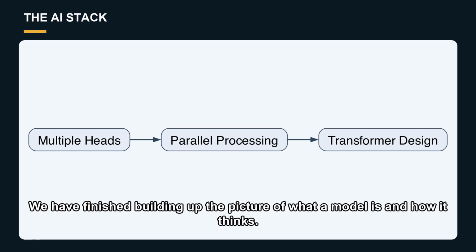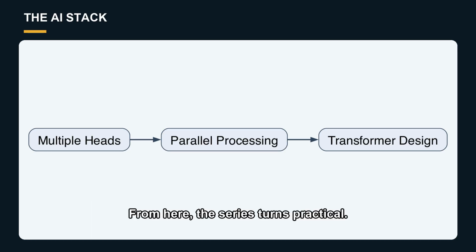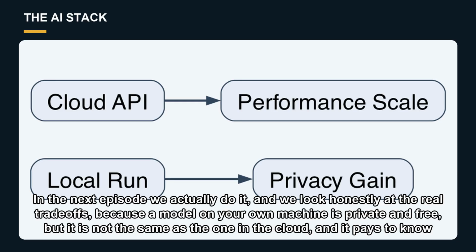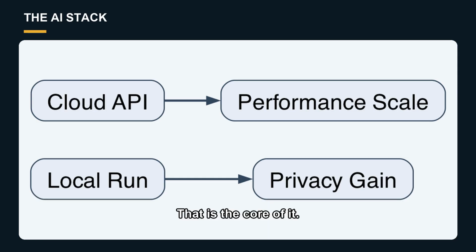We have finished building up the picture of what a model is and how it thinks. From here, the series turns practical. We have mentioned more than once that you can run one of these models yourself on your own laptop with a free tool called Ollama. In the next episode, we actually do it, and we look honestly at the real trade-offs. Because a model on your own machine is private and free, but it is not the same as the one in the cloud, and it pays to know exactly why. That is the core of it.